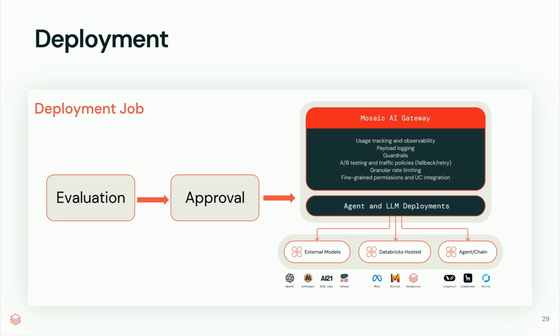Now, AI Gateway is very powerful, especially if you've done any kind of model serving. It provides a bunch of things, and these are just a subset: usage tracking, payload logging, guardrails, A/B testing, and granular rate limiting, and that comes on all of your LLM deployments. So if you're using an external model, yes, you get it on OpenAI. If you're using a Databricks-hosted model, you can get it on Meta. And if you want to use an agent and chain, you can get it on that as well.